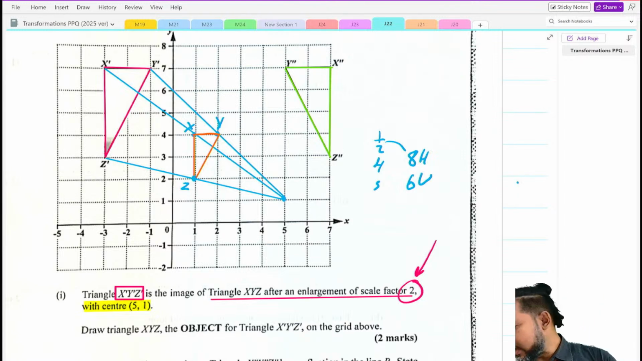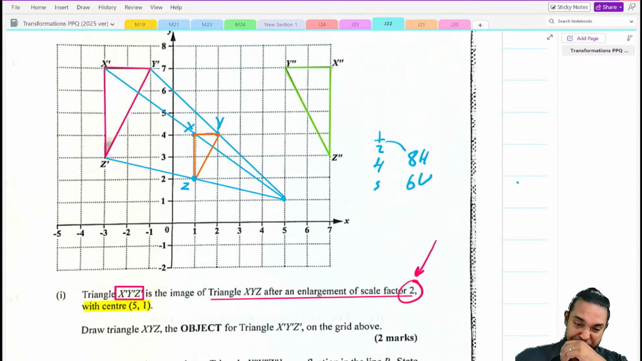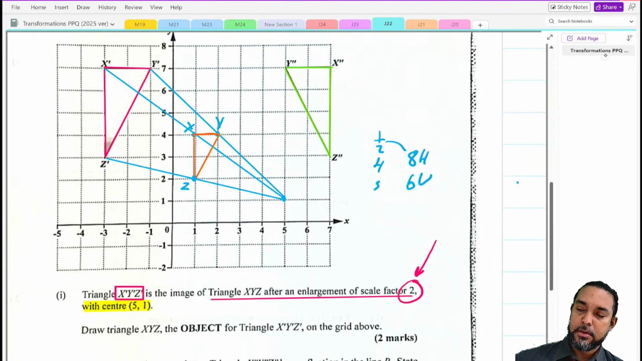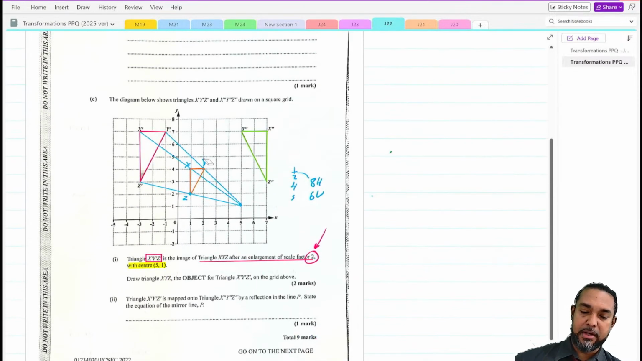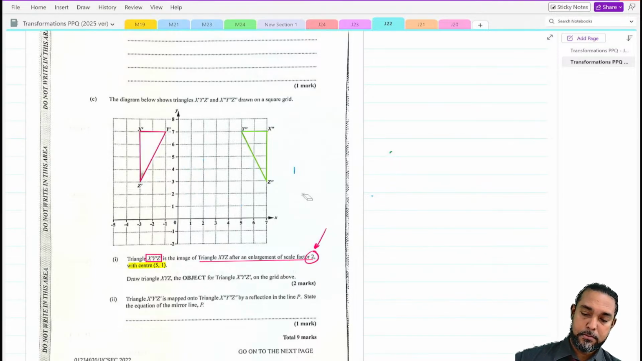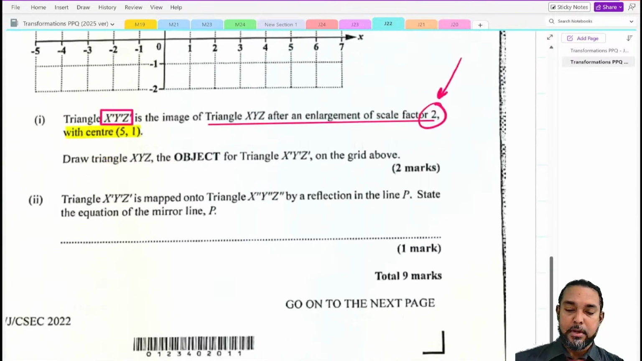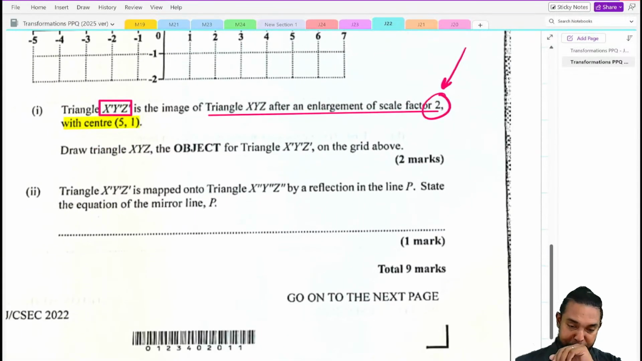All right, so that's that first piece there. So draw that on the grid above. Okay, what we're going to do actually is copy and paste so we could do the second piece but without the clutter of the first set of stuff. Take out that too. All right. The second piece says triangle X prime, Y prime, Z prime.